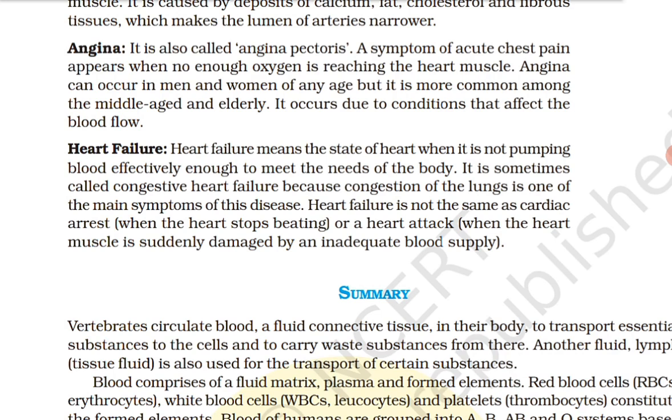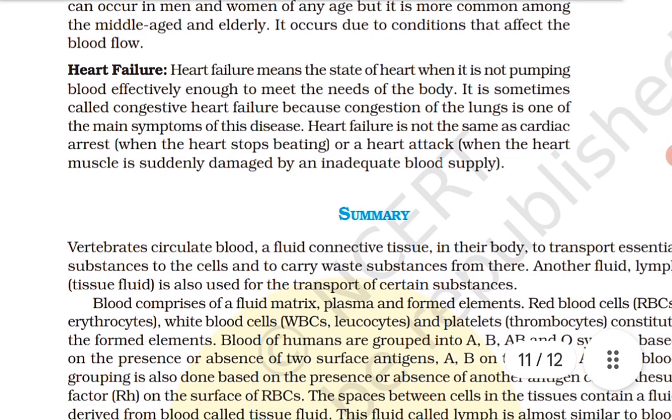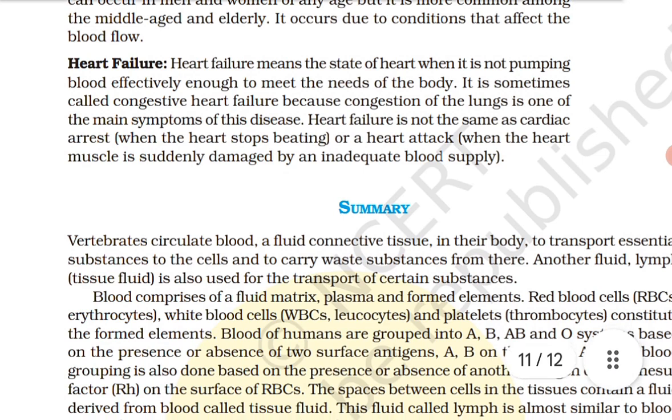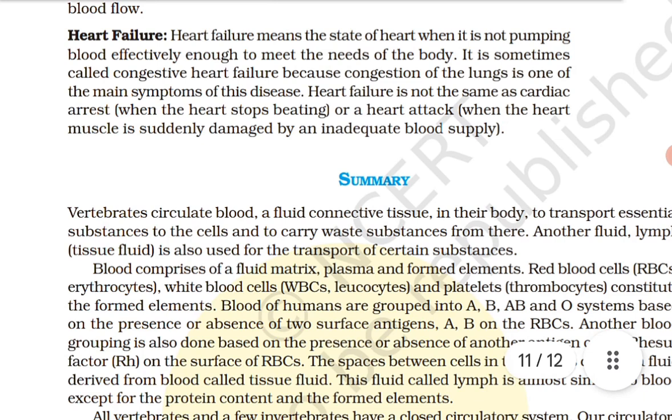Vertebrates circulate blood, a fluid connective tissue, in their body to transport essential substances to the cells and to carry waste substances from there. Another fluid, lymph (tissue fluid), is also used for the transport of certain substances. Blood comprises a fluid matrix, plasma, and formed elements. Red blood cells (erythrocytes), white blood cells (WBC, leukocytes) and platelets (thrombocytes) constitute the formed elements. Formed element में आते हैं RBC, WBC और platelet.